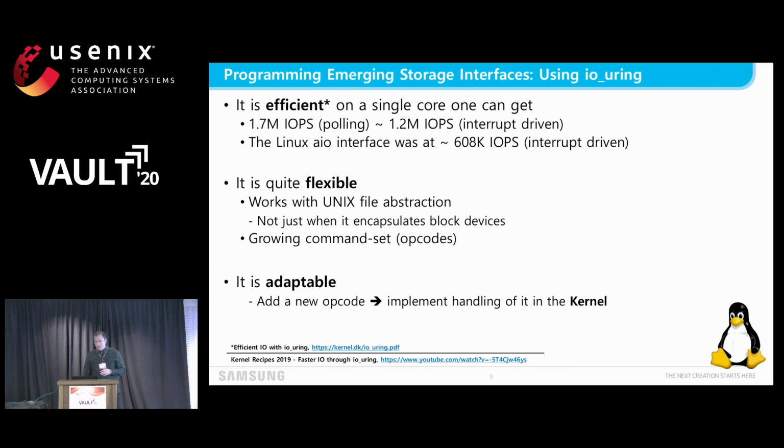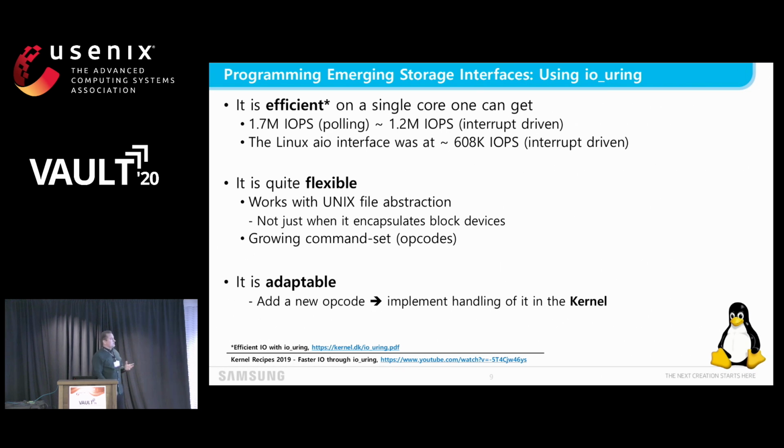So why would you be interested in io_uring? Well, that would be to get more efficient execution. I took these numbers from Jens's article where he describes io_uring, and he said the previous interface was at around 600K IOPS in an interrupt-driven mode. By using io_uring, you can double that when you're interrupt-driven, getting 1.2 million IOPS. And when you start to enable things like polling, then you can reach 1.7 million IOPS.